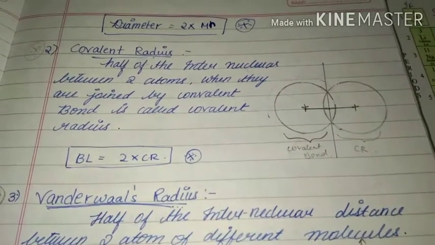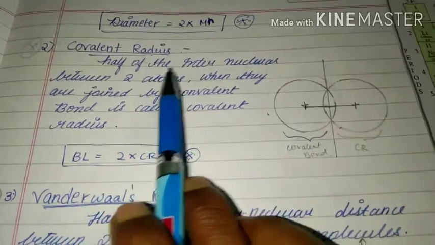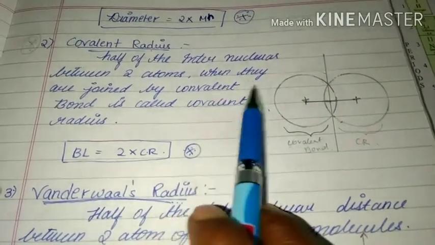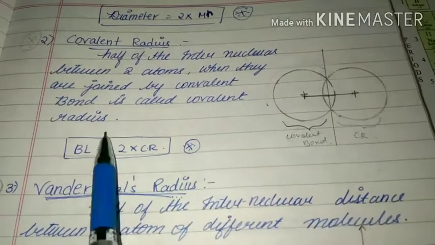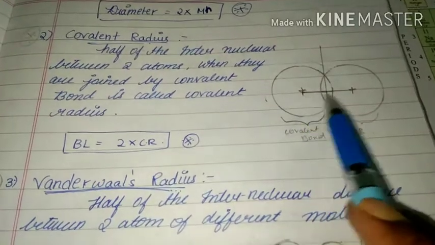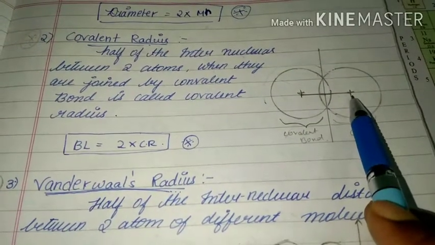So what is the definition of covalent radius? Half of the internuclear distance between two atoms when they are joined by a covalent bond is called covalent radius. So bond length equals 2 into covalent radius. So this is the bond length. This is also called internuclear distance.